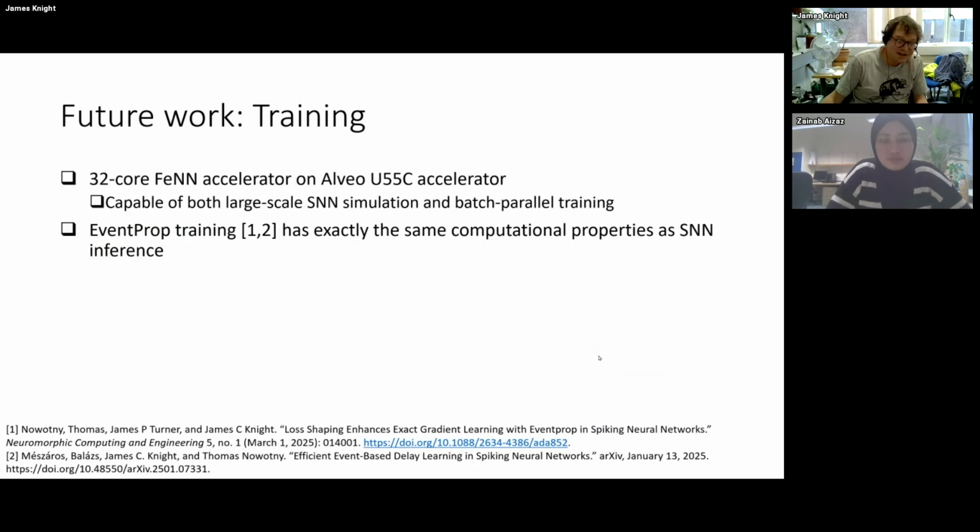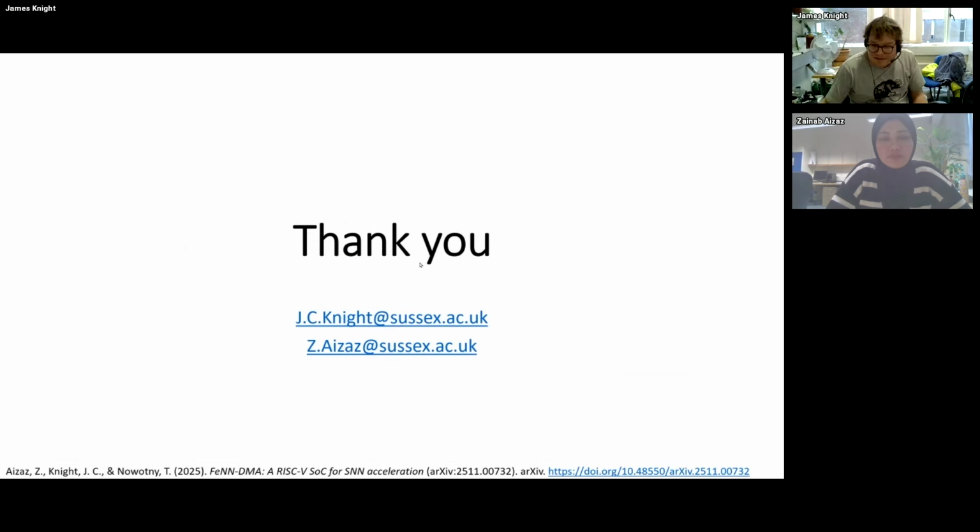And this is particularly interesting because we've got this event prop training algorithm that gives training the same computational properties as inference. So all the stuff we've done so far can be applied to training, which is really exciting. And I don't think anyone's really looked at this before. So that's been done. Another link to the archive here.